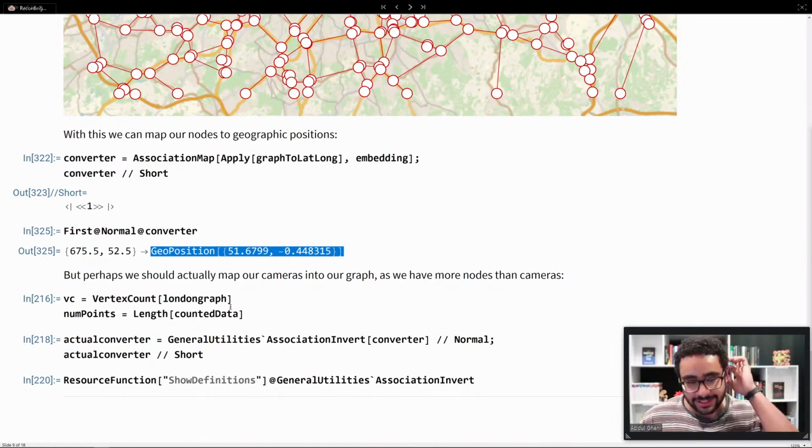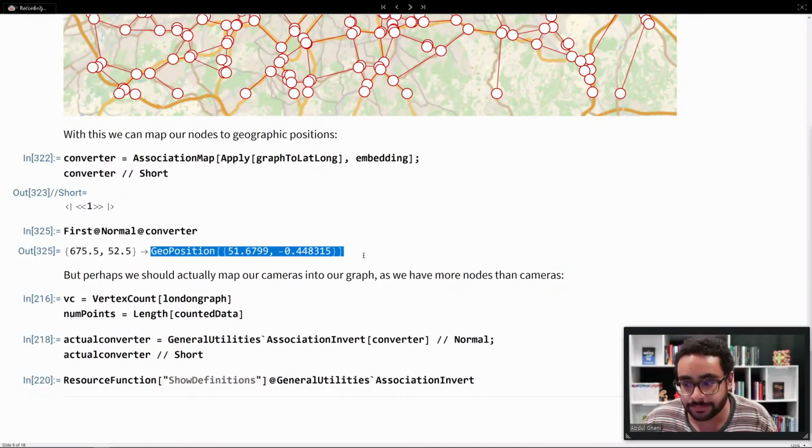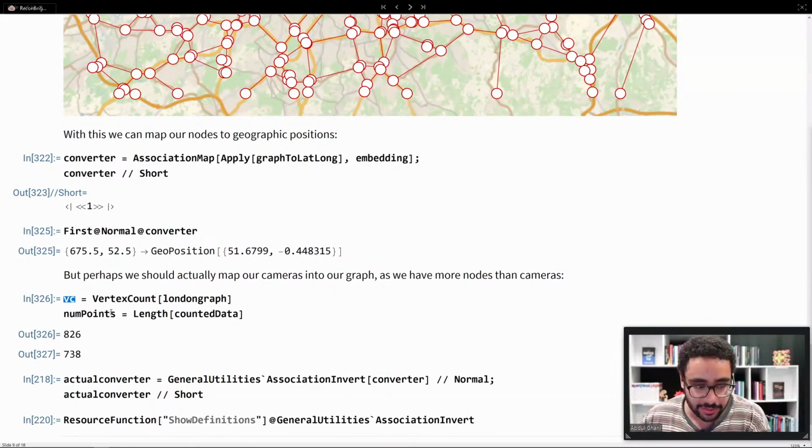At this point, though, I realize that I've been thinking conceptually a little bit backwards. It's not a disaster, but we are moving in this direction from nodes to cameras, right? We're trying to fit our nodes into the cameras. But if we look, I'm saying VC is our vertex count, our number of vertices, and our number of points is our number of data points. We have quite a lot more nodes than cameras.